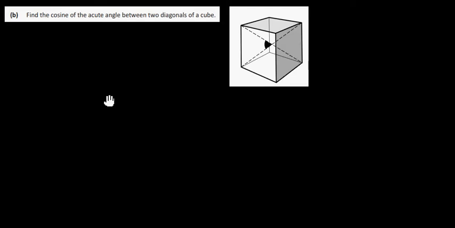Let's have a look at part B. So in part B here we have to find the cosine of the acute angle between the two diagonals of the cube. So we have this cube here. So we have the diagonal going from this corner to the opposite corner up here on the opposite face, and the same going down along here. We have another diagonal. So we've got to find the cosine of this angle here between them.